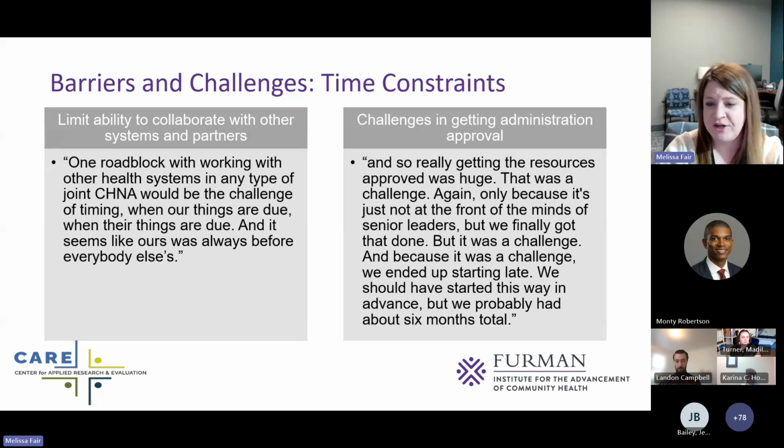Another time constraint challenge was getting the resources approved, if they did have resources to implement the CHNA, because that had to go through several layers of administration. And if that wasn't a priority of the highest levels of administration, it resulted in major delays. And you can see here, this health system was about 6 months behind. They were ready to get started, but didn't have the approvals that they needed to invest resources to implement the CHNA.